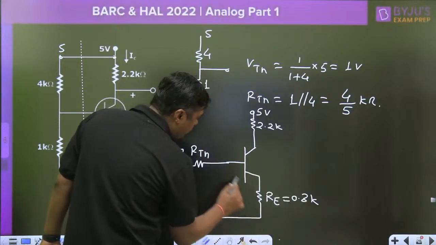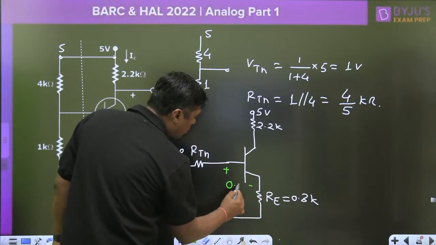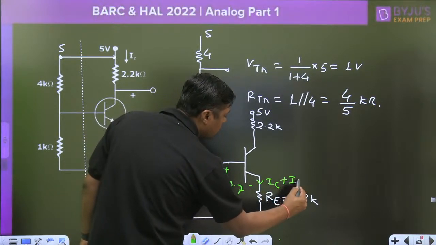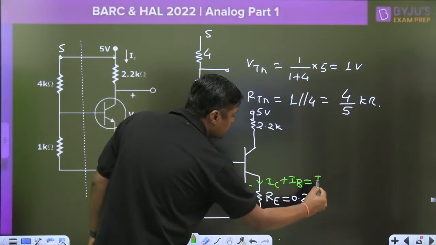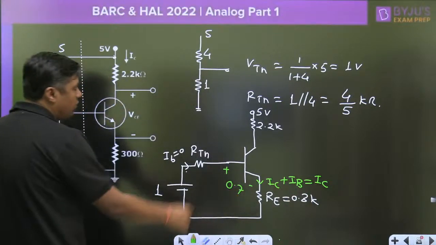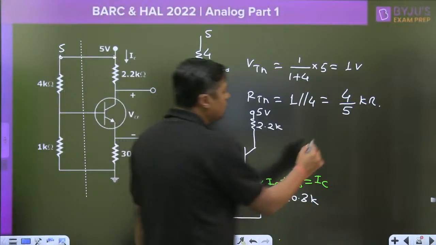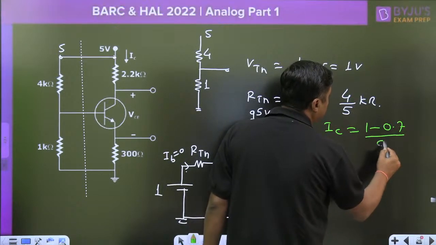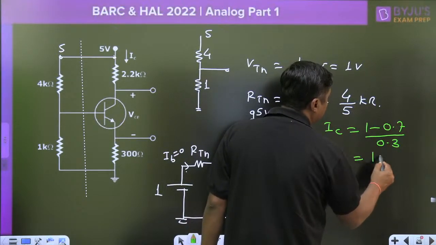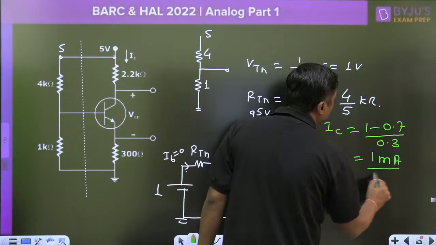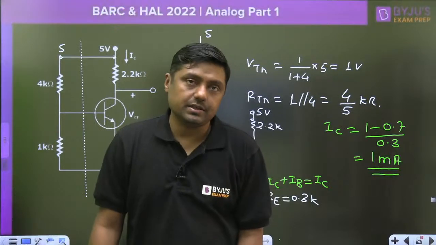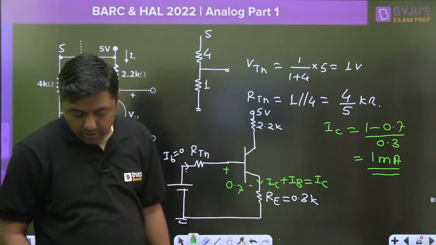Then simply this voltage is 0.7 volt. This current is IC plus IB, but IB is 0, and that's why it is IC. Directly write down the equation and you will find the value of the IC. So IC is equal to 1 minus 0.7 divided by RE 0.3, and you will get 1 milliampere. 1 milliampere is the answer for IC, the collector current.